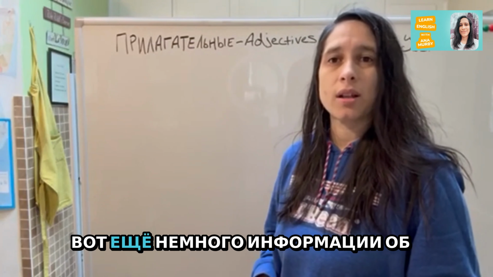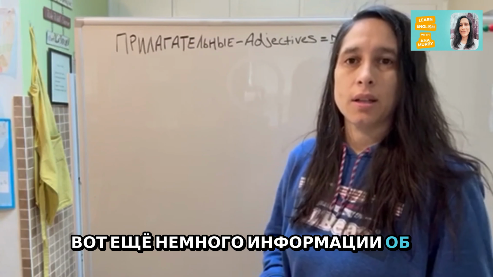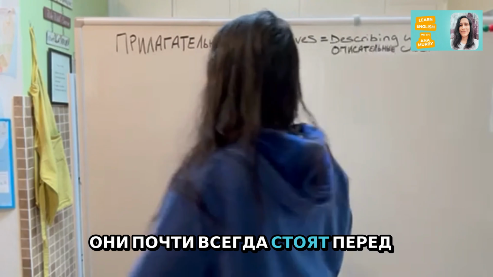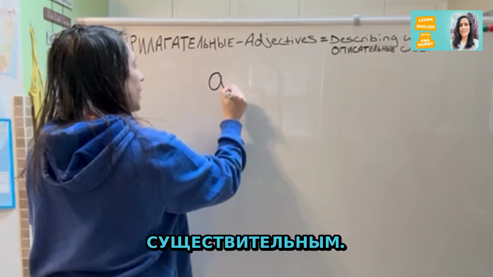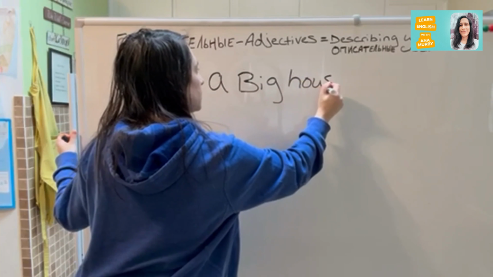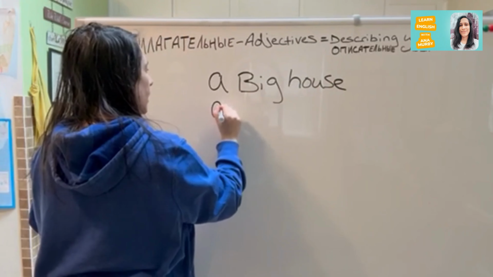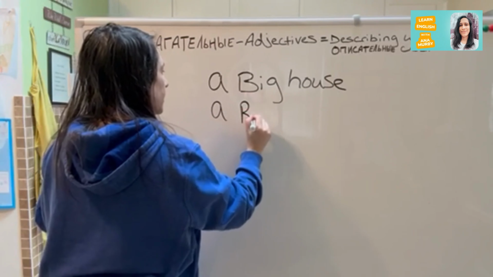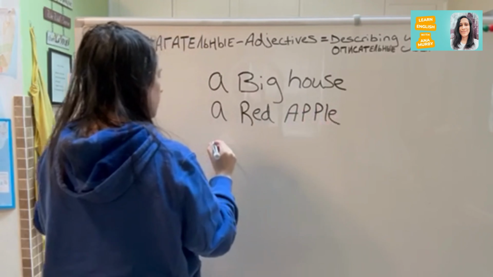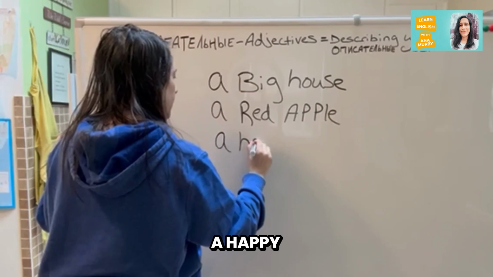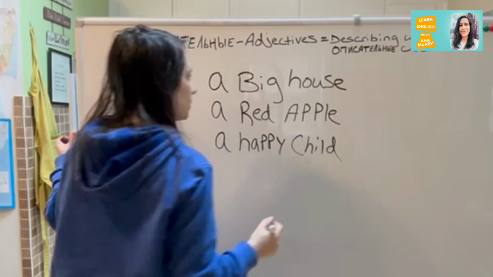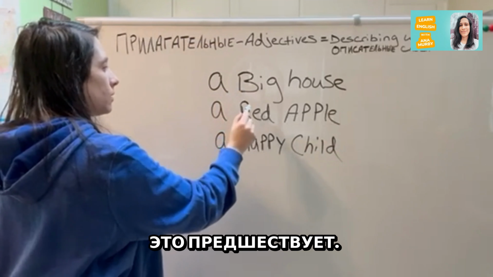Here's some more information about American adjectives. They almost always come before the noun. So here's an example. A big house. A red apple. A happy child. It comes before.